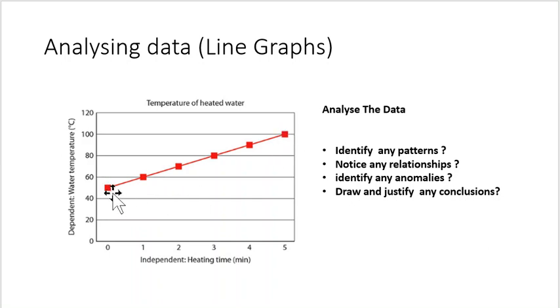So if there's a 50-degree increase in temperature across this, can we justify or come up with any kind of conclusions from that? One conclusion we can see is that for this way of heating water, it takes about 5 minutes for an increase of 50 degrees Celsius in the temperature.